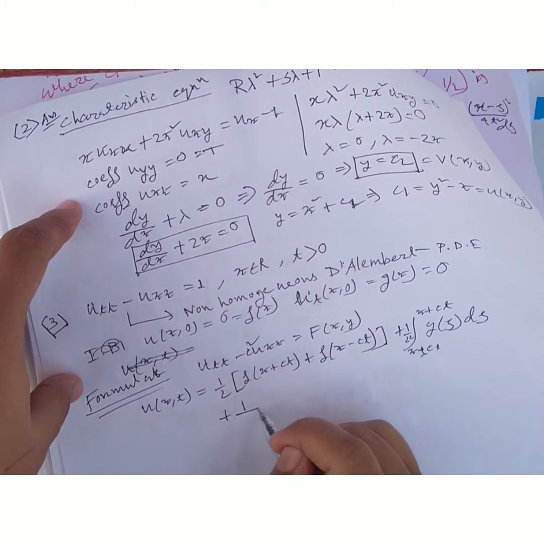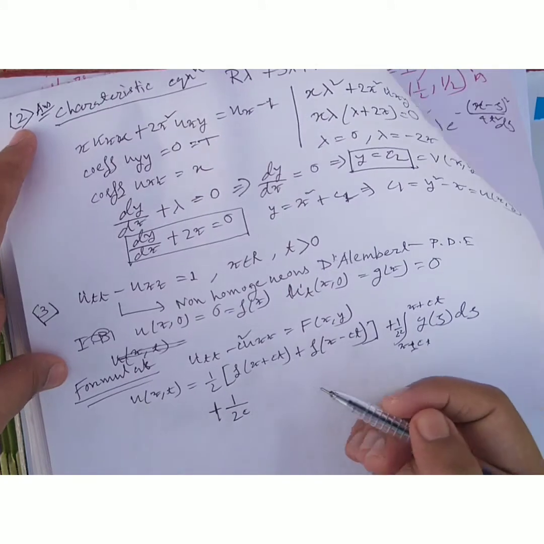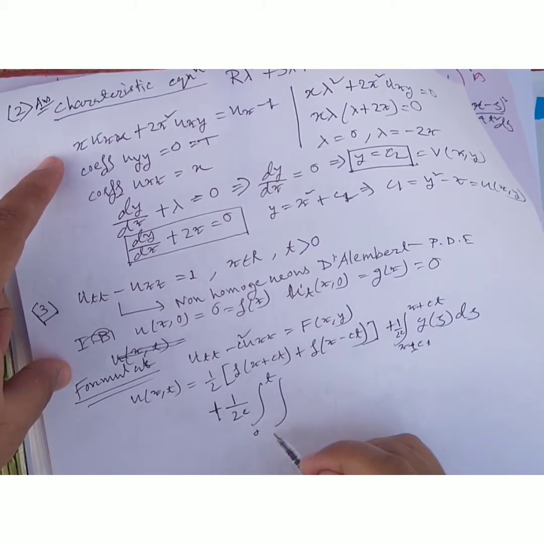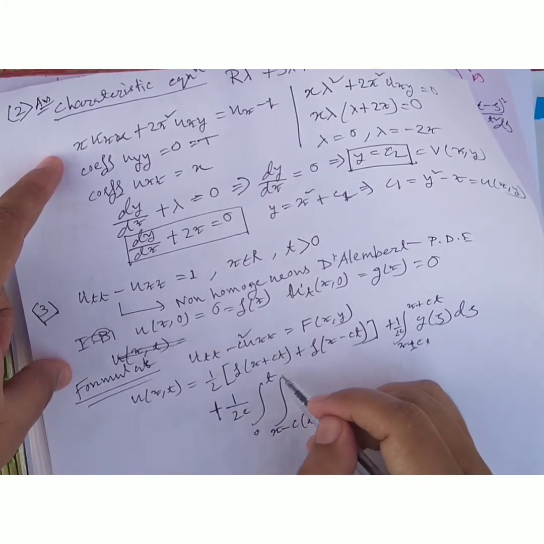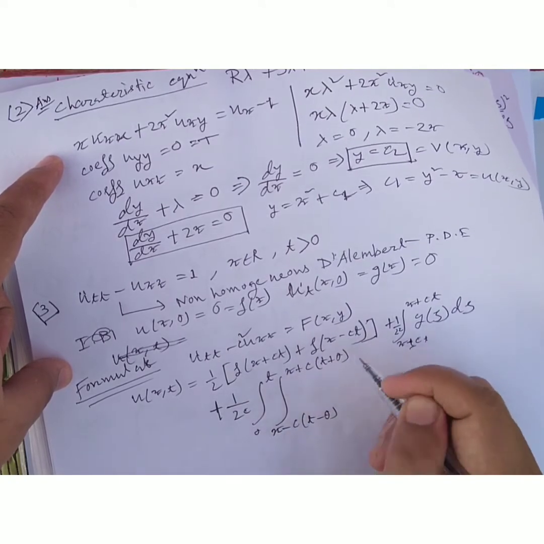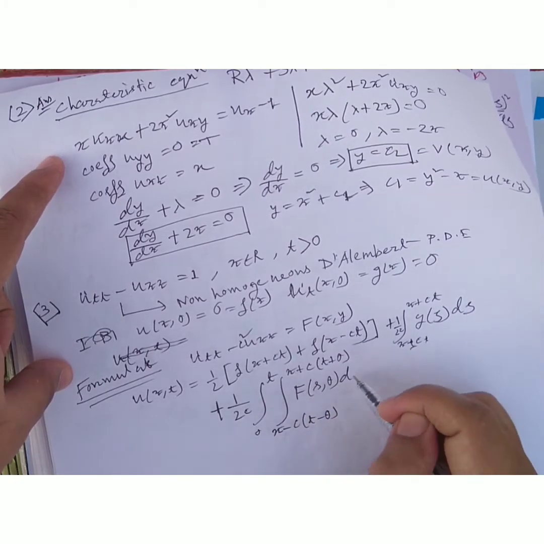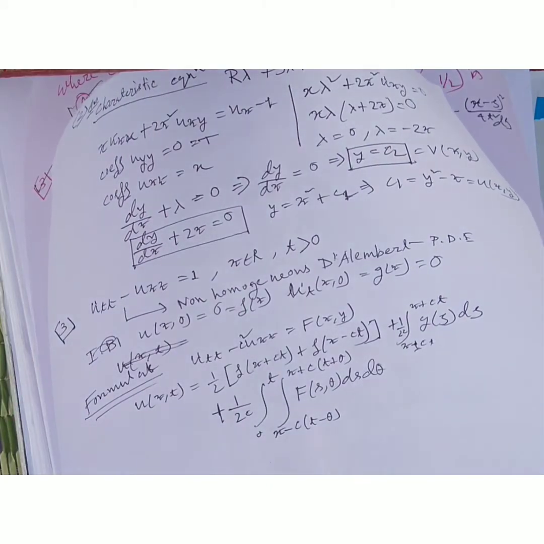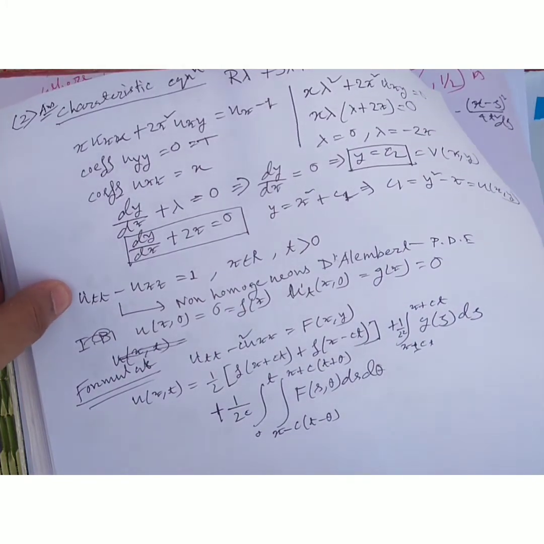plus 1 by 2c times the integral from 0 to t and the integral from x-c(t-theta) to x+c(t-theta) of f(s,theta) ds d theta. This is the formula. This formula is very important for competitive examinations.